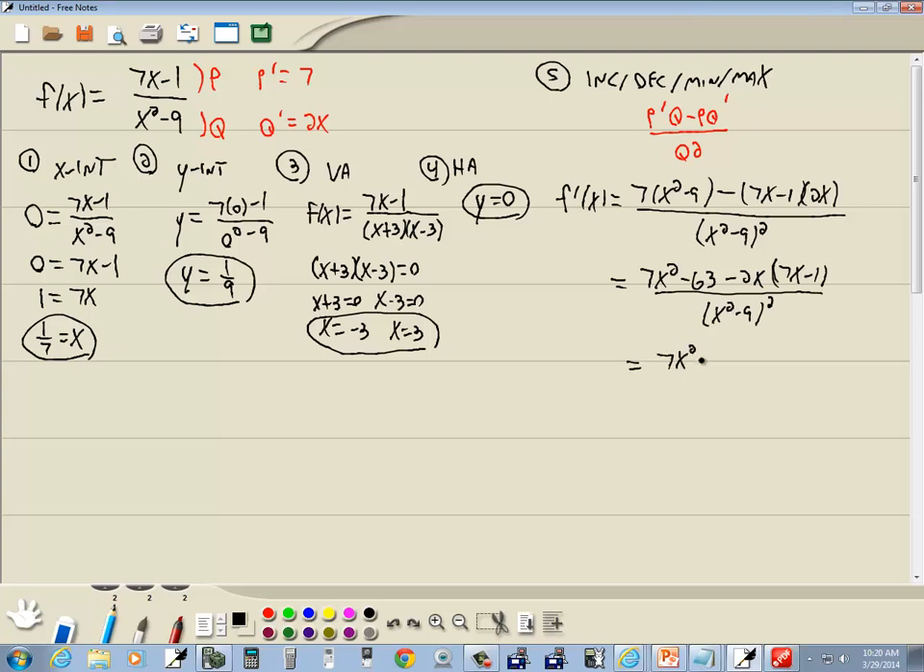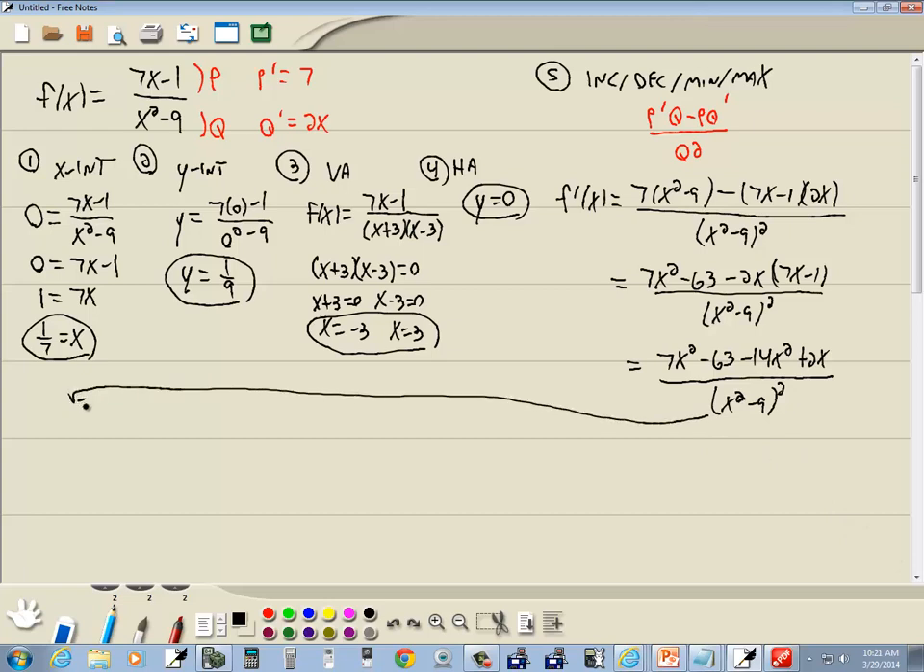That gives us 7x squared minus 63. Negative 2x times 7x is negative 14x squared. Negative 2x times negative 1 gives us a positive 2x over x squared minus 9 squared. Let me continue over here. There we go. Combine like terms. 7x squared minus 14x squared is negative 7x squared plus 2x minus 63 over x squared minus 9 squared.